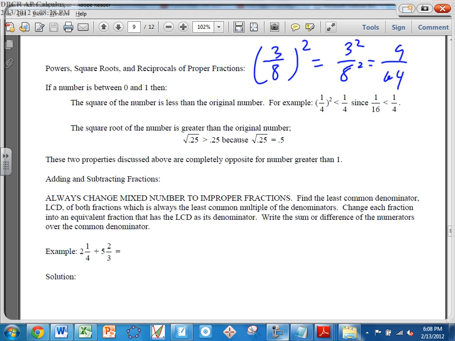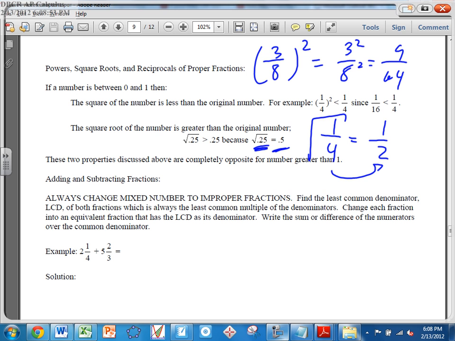Now, if you take the square root of a number that is between 0 and 1, it gets larger. And again, think about it this way. If you had the square root of 1/4, the square root of 1 is 1, the square root of 4 is 2. Well, 1/4 went to 1/2. The square root of 1/4 is equal to a half, but a half is bigger. So the number gets larger when you take the square root of a fraction or decimal.